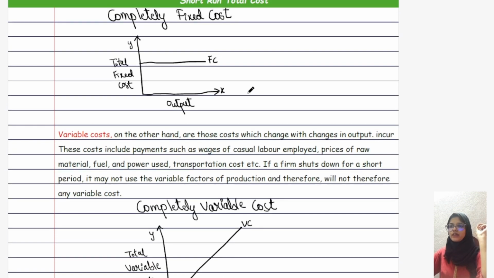So this is the graph. Fixed cost is parallel to the output. You can see this is the graph, complete fixed cost. It is completely fixed. It just goes on a straight line, no up and down.